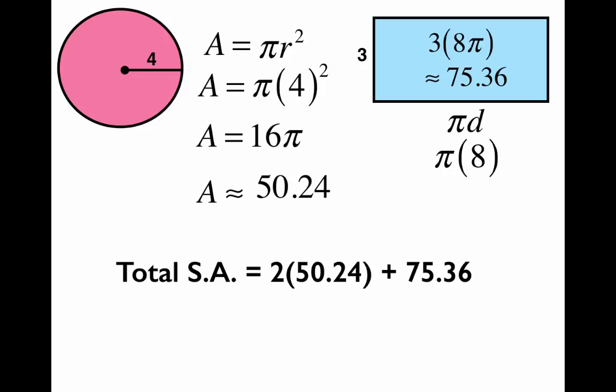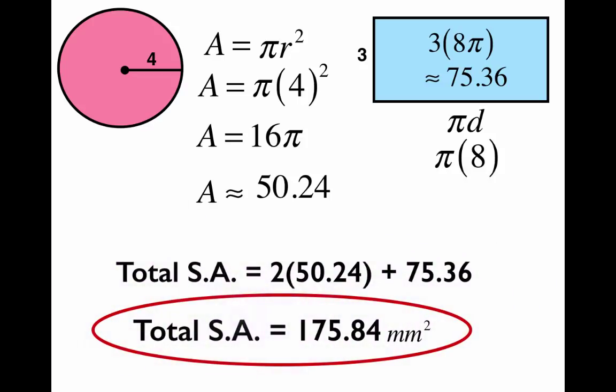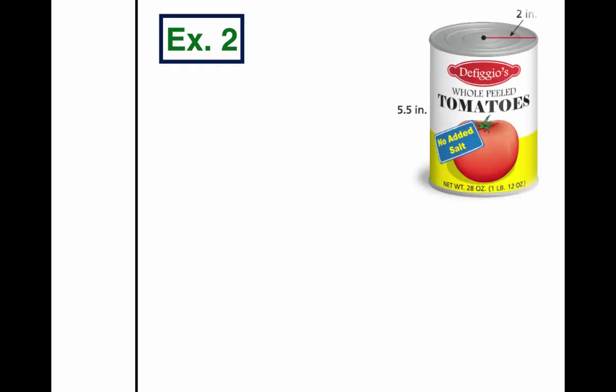You should grab your calculator. Just double check my math because I got 175.84, and that's measured in millimeters squared. So the whole surface area of this entire cylinder is 175.84 millimeters squared. Okay, let's try another one, example 2.